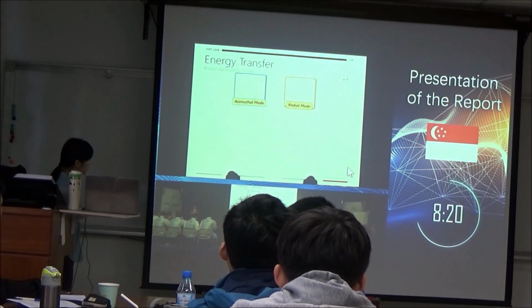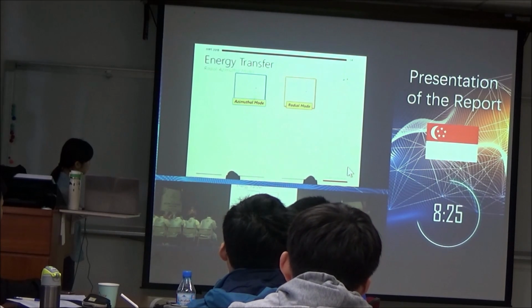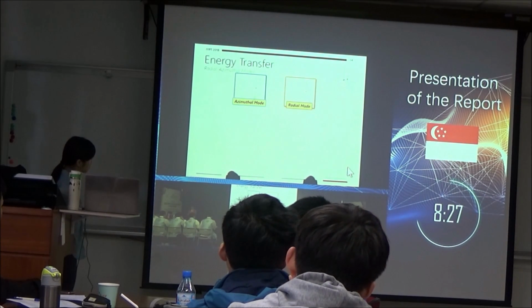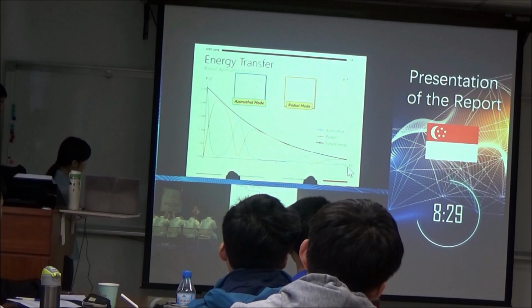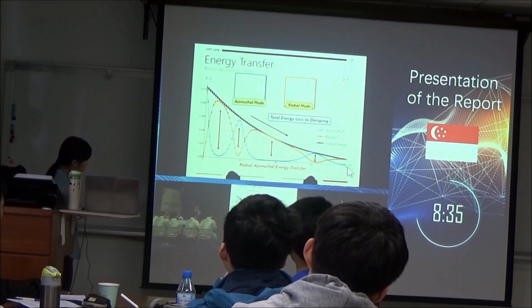To visualize the energy transfer in the system, we first define the total kinetic and potential energies in the azimuthal and radial modes respectively. We plot that against time and we see a total energy loss due to damping and a clear energy transfer between these two modes. This is also experimentally verified.